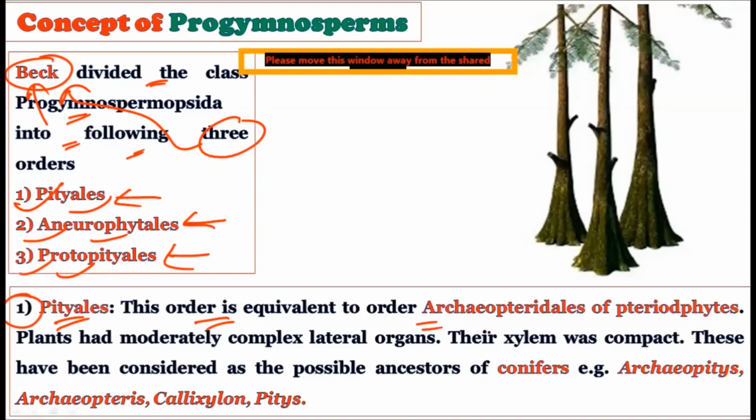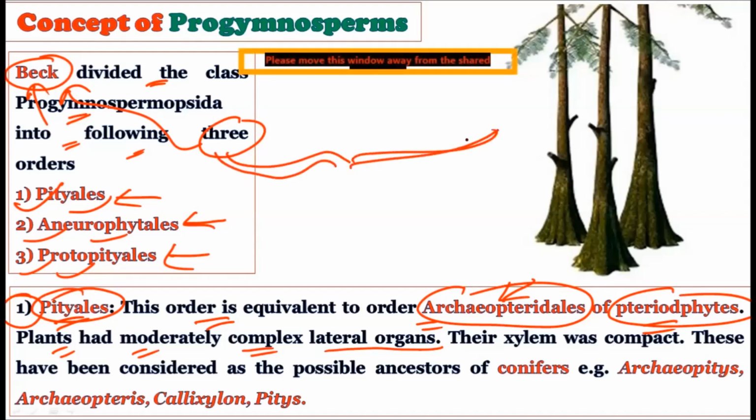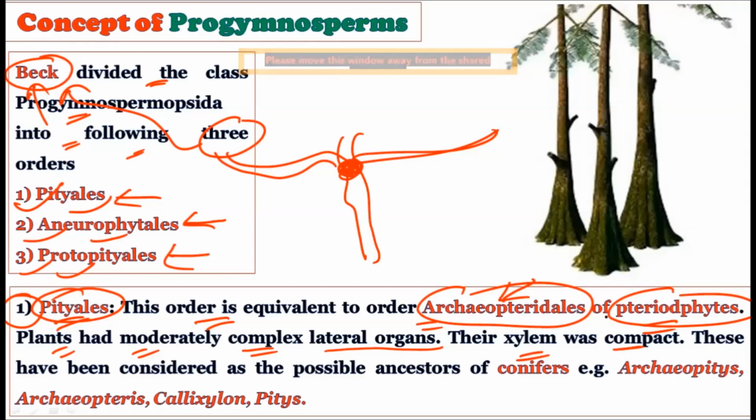See, this order is equivalent to the archaeopterids of the pteridophytes. So whatever archaeopterid fossils are there of the pteridophytes, these fossils are quite related to this order. Now see, the plants are moderately complex and show moderately complex lateral organs. Their xylem was compact. Whatever vascular strands are there, in the form of xylem and phloem, the xylem is found in quite a compact form, and these have been considered as possible ancestors of the conifers. Okay, from these members, the conifers may have arisen.